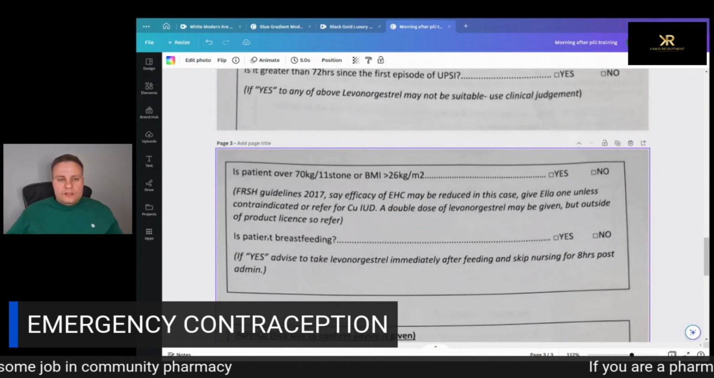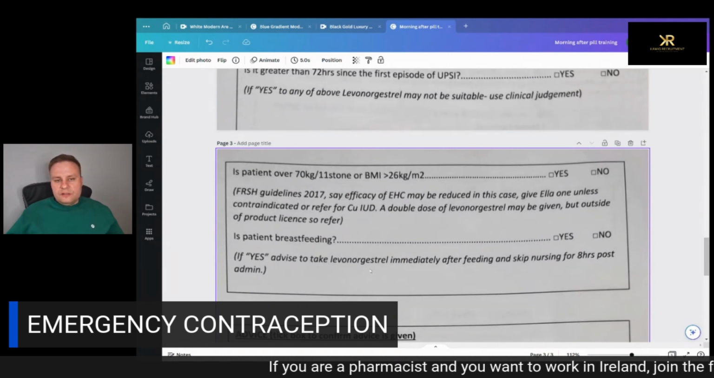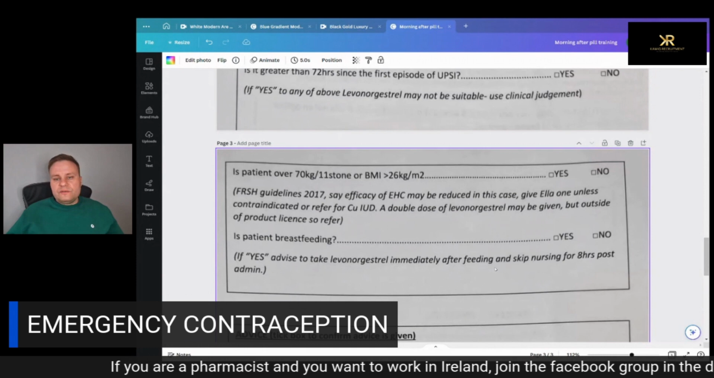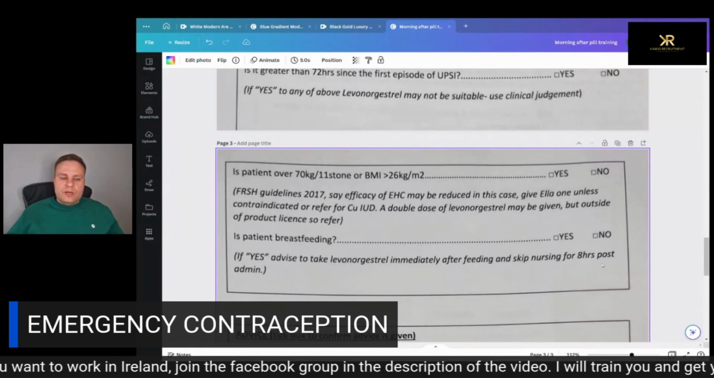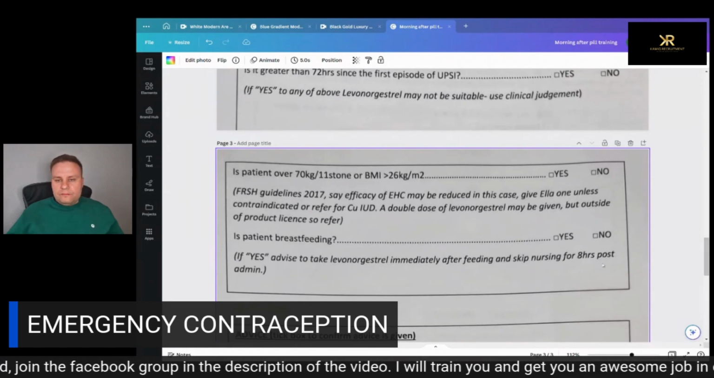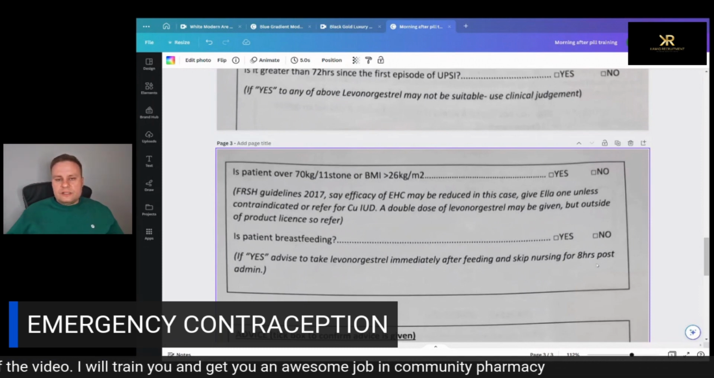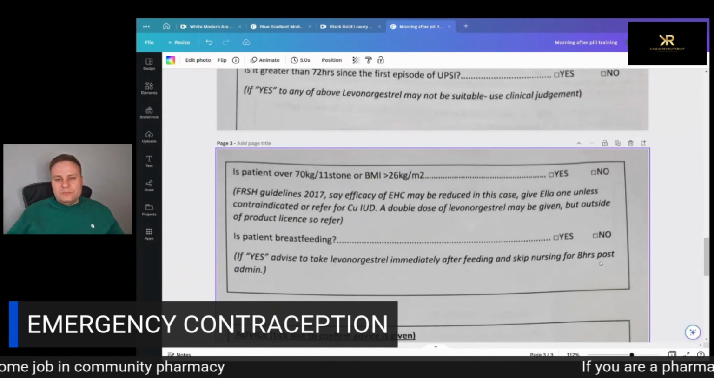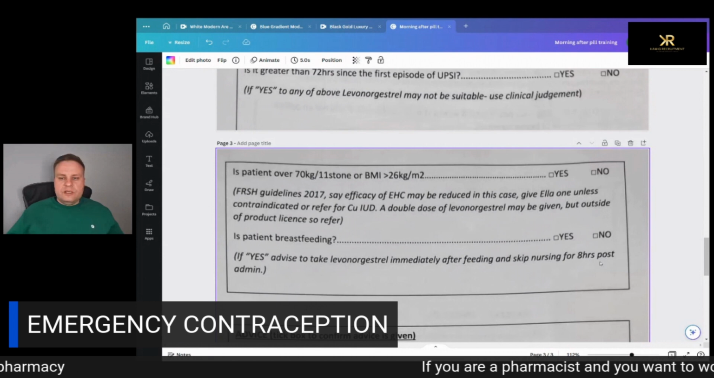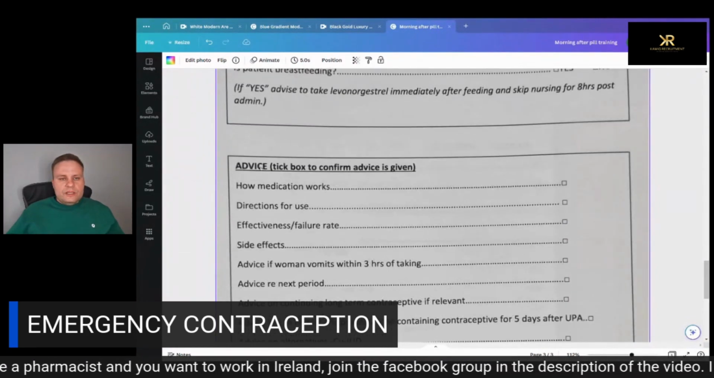Is the patient breastfeeding? Yes or no? If yes, advise to take the Prevanel immediately after feeding the baby, and skip nursing for 8 hours post administration. So she has to breastfeed the baby, and then immediately after that take the Prevanel, and then skip breastfeeding the baby for 8 hours. After 8 hours, she can start breastfeeding the baby again. Okay, advice.